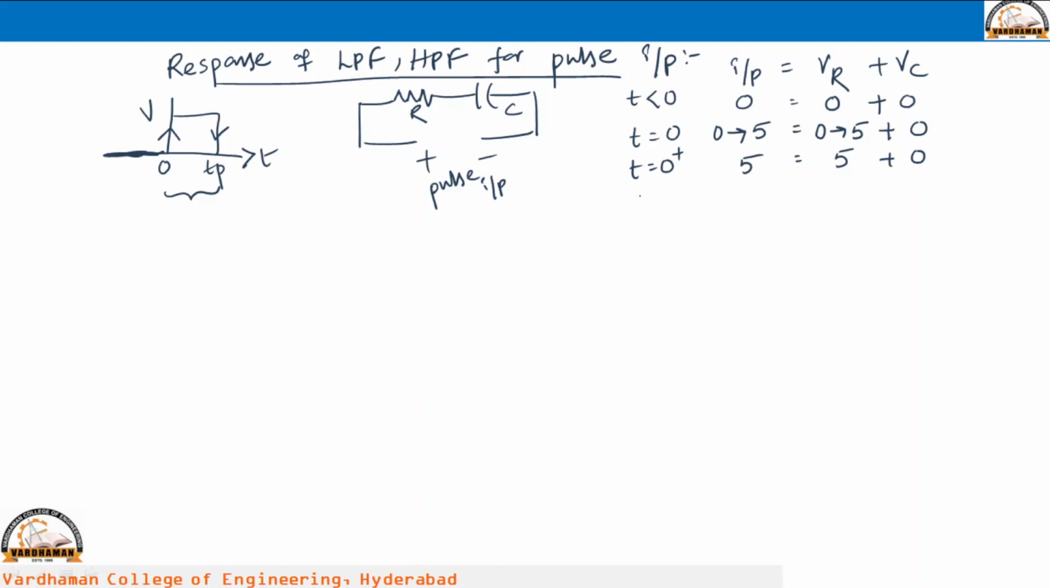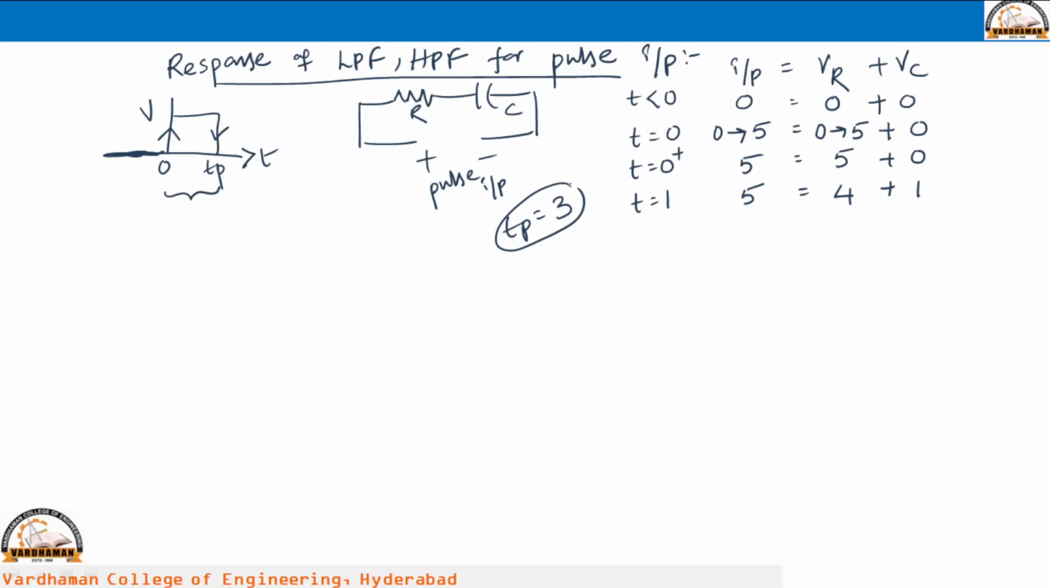Next, as time goes on, the input is 5 volts only, and the capacitor starts charging because the supply voltage is larger than the capacitor voltage. A capacitor can be charged when the capacitor voltage is lower than the supply voltage. The capacitor voltage is 0, but the supply voltage is 5, so the capacitor starts charging. After 1 second, for example, the capacitor has charged up to 1 volt. To satisfy KVL, the resistor voltage is reduced to 4. This is similar to our step input concept. Now, we will assume that Tp is equal to, for example, 3 seconds.